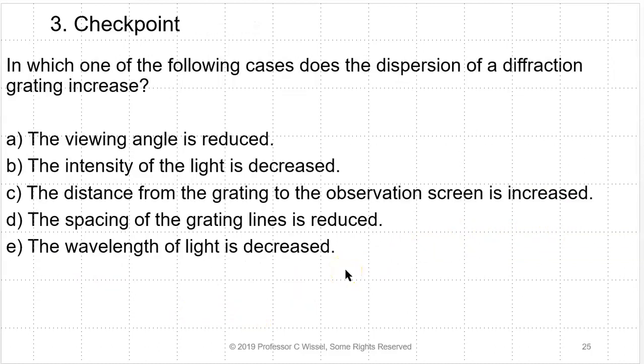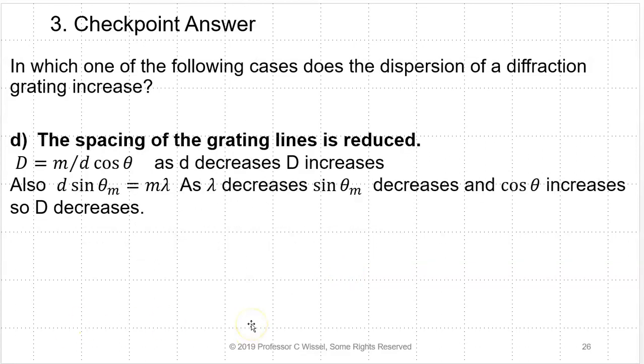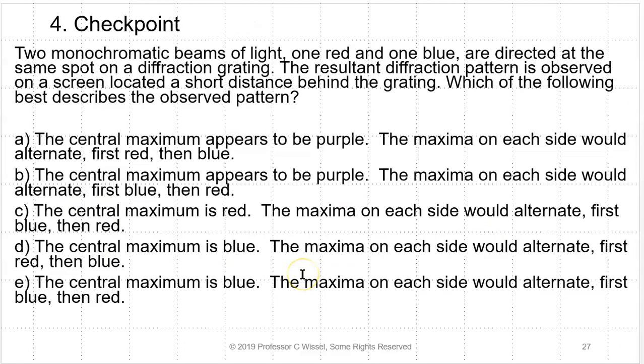In which one of the following cases does the dispersion of a diffraction grating increase? If you decrease the spacing of the grating lines. So big D equals m divided by d cosine theta. As you decrease little d, big D increases. Also, d sine theta m equals m lambda. So as lambda decreases, sine theta m will decrease, and cosine theta will increase. So big D also decreases. Big D, of course, being the dispersion.